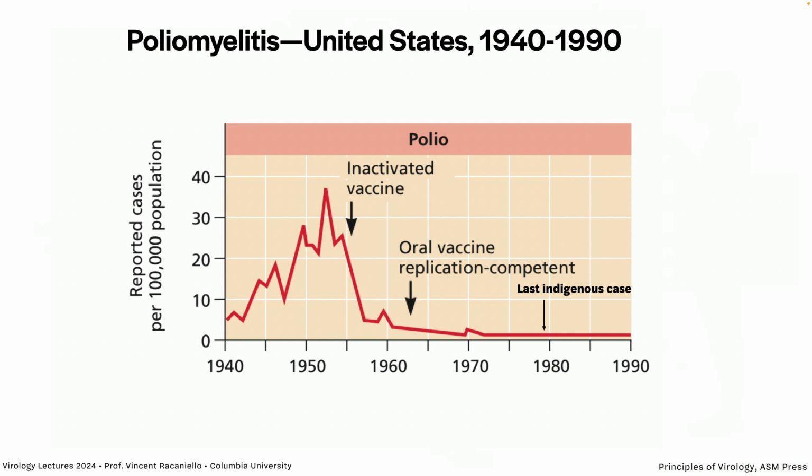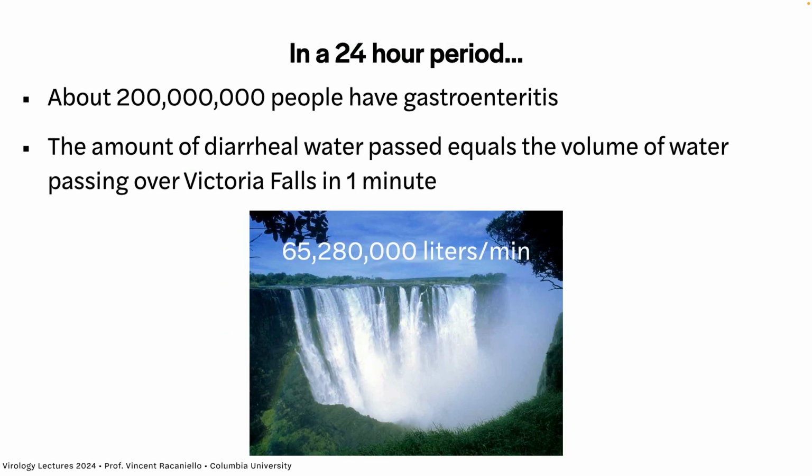Although 2 summers ago, we had a case of polio in Rockland County, New York. We'll talk all about that when we talk about the vaccine. Okay, but poliomyelitis is very low globally right now, and whether or not we can get rid of it, we'll talk about in the vaccine lecture.